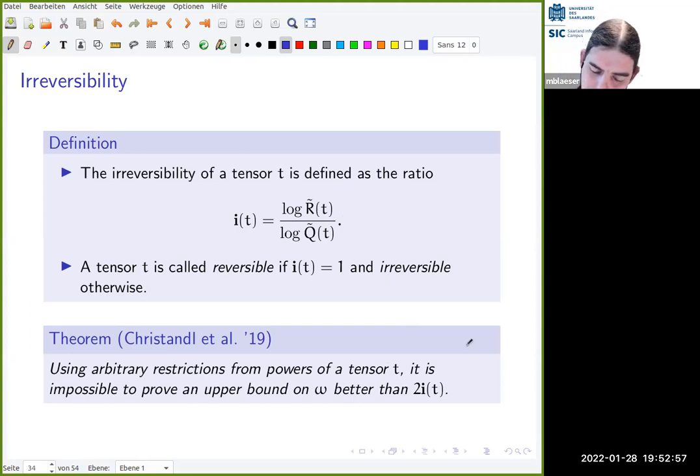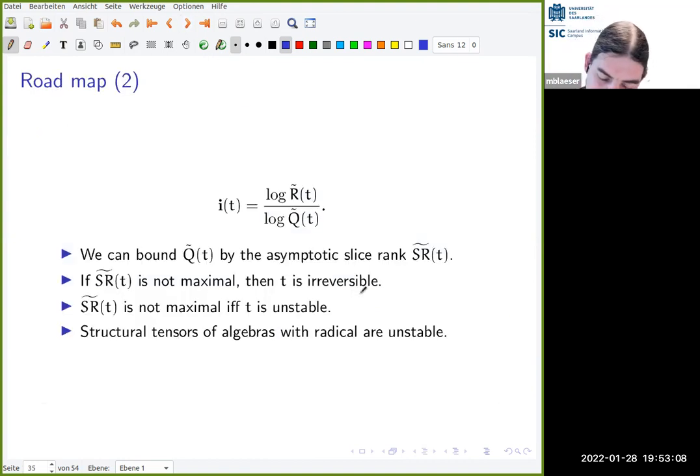But this means, for our purposes, if we have a tensor and we start with it, and this number here is not 1, then you will never be able to prove omega equals 2, no matter what restrictions you use. And this is what we now want to apply to tensors of minimal border rank. Essentially what we have to prove is that tensors of minimal border rank are irreversible. Unfortunately, it's very hard to get hold of this quantity, but we can bound it by what is called the asymptotic slice rank. And if the asymptotic slice rank is not maximal, then it turns out that the tensor T is irreversible.